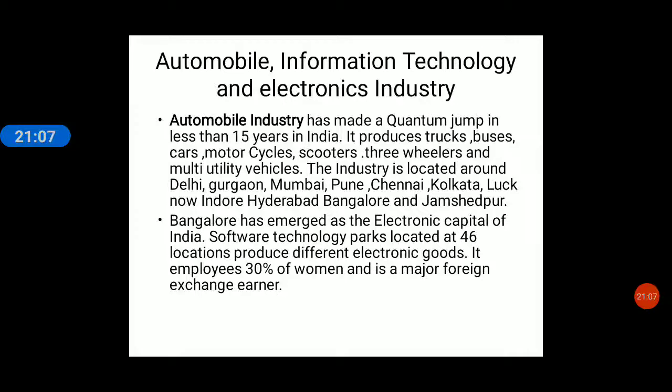Now, there is a very important factor coming out from the electronic industry or the IT industry. It provides employment to a large number of people, and out of that, 30% are women employed in the IT and electronic industries. That is a great deal, because these industries are providing a lot of employment to the skilled and unskilled women workforce, which is about 30%. All right, I hope I am clear up till here.